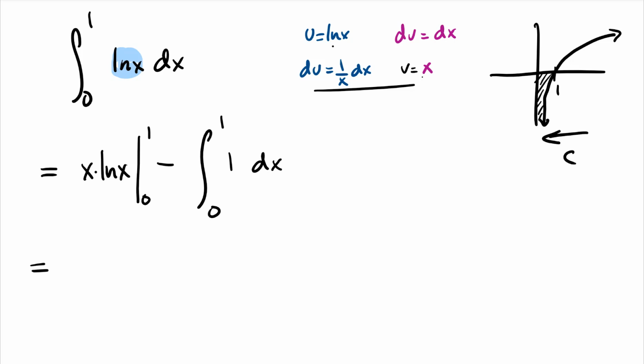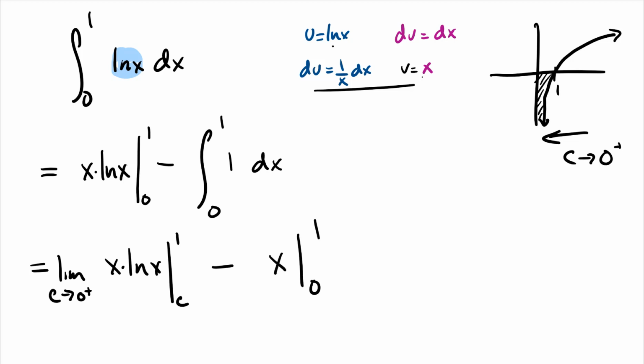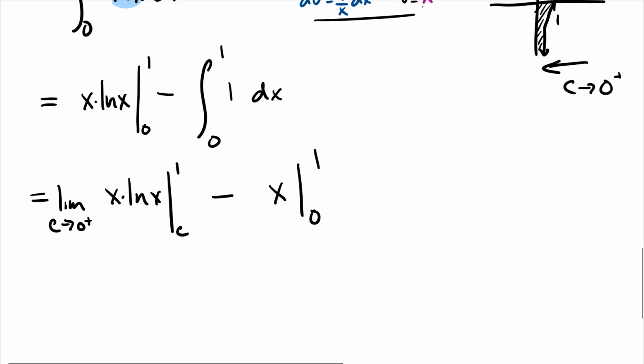So you mind if I call it a c tending towards 0 from the right? So we're going to say the limit as c tends towards 0 from the right of x times the natural log of x from c to 1, minus this integral, which is just x from 0 to 1. We don't need anything going on there. So what do we have?